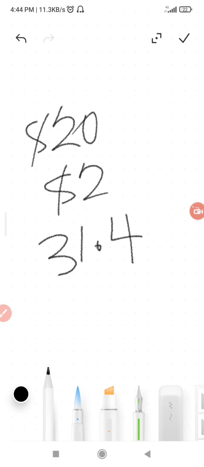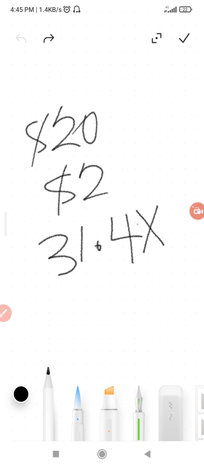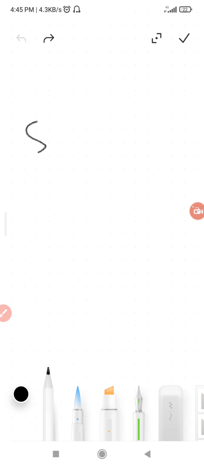So what I'm going to do is multiply this 31.4 pips by 10. So it will give me a standard pip, which is 314. So this is what I'm going to be taking as my pips. Then I will divide $2 by this number of pips. So it will give me the exact lot size I'm to use. Okay, so let's say now we have all our information.